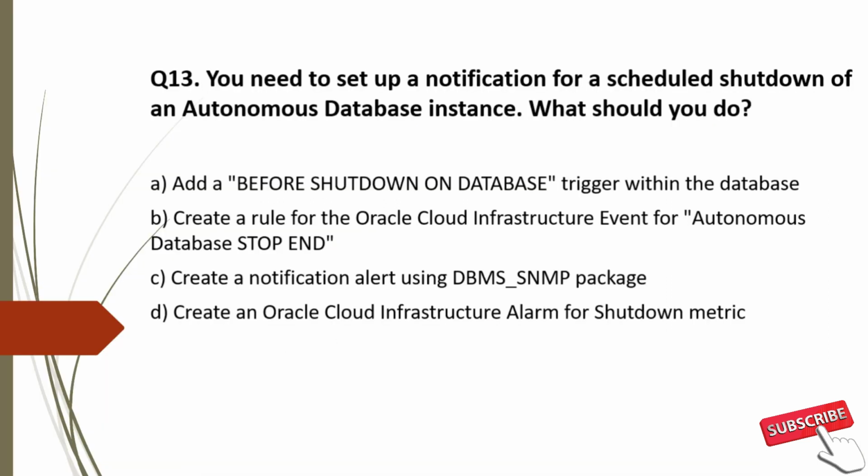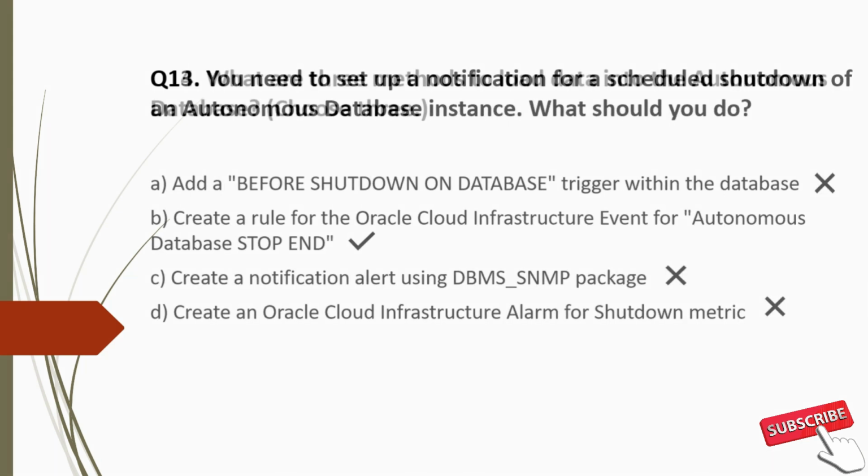Option A, add a before shutdown on database trigger within the database. This is incorrect. Option B, create a rule for the Oracle Cloud Infrastructure event for autonomous database stop end. This is correct. We have seen the detailed steps. Option C, create a notification alert using DBMS SNMP package. This is incorrect too. Option D, create an Oracle Cloud Infrastructure alarm for shutdown metric. This is also incorrect. So the correct option for question 13 is option B.